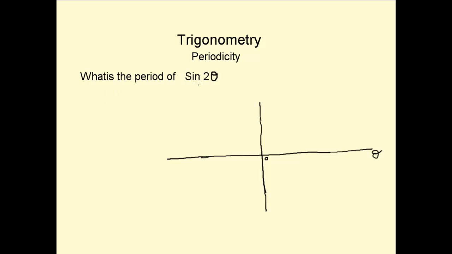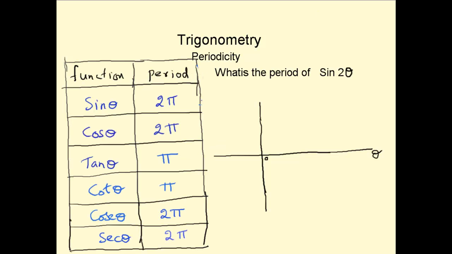What is the period of sine 2 theta? Previously we learned the periods of sine theta, cos theta and all the functions, so let's review them. The period of sine theta is 2 pi, right? Cos theta is 2 pi, tan theta and cot theta are pi, cosecant and secant are 2 pi. So let's plot sine 2 theta.